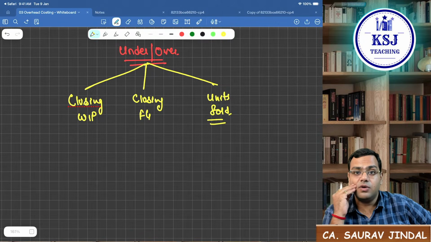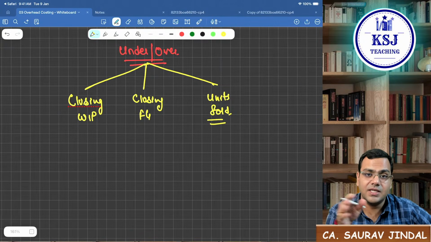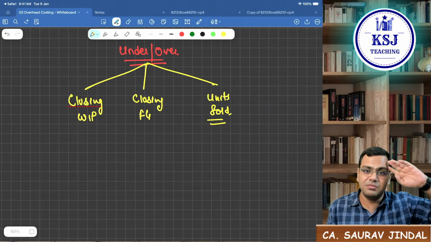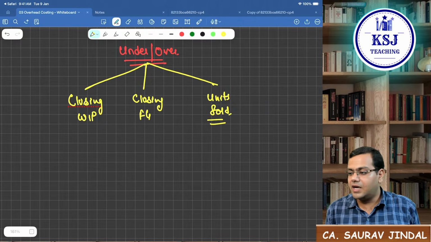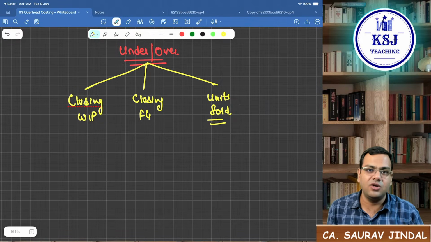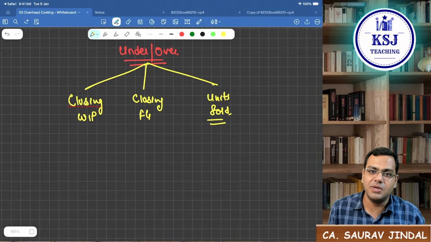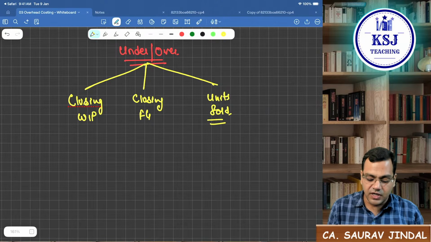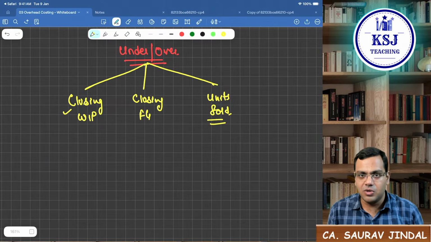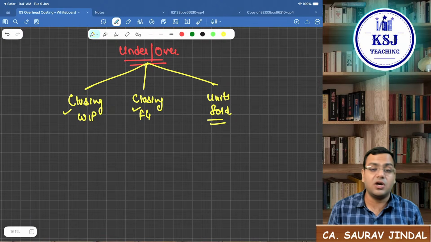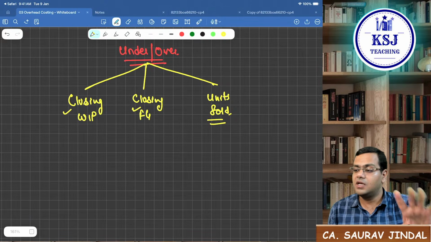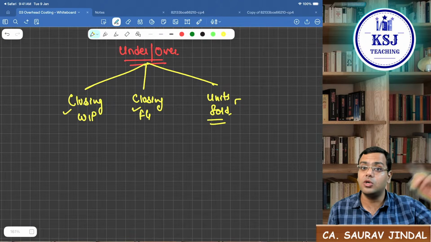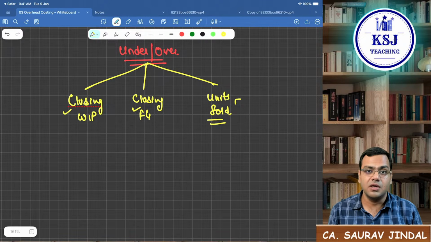Now here one thing we are thinking: units sold, which you have already sold. Later you found out that for every one unit there is an under absorption of 10 rupees. Will you go to the customer and say, our prices have increased, please give me 10 rupees? No, you will not go to the customer. For WIP, you can adjust the cost of WIP. For FG, closing stock which is not yet sold, you can adjust the prices. But for the units which you have sold, you can't go to the customer and ask 10 rupees for under absorption.